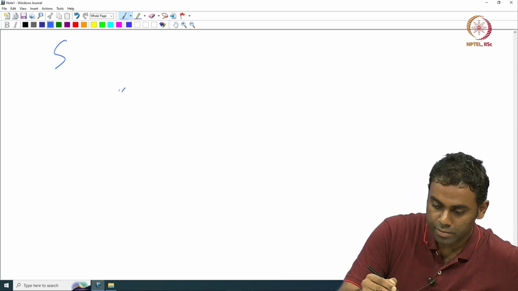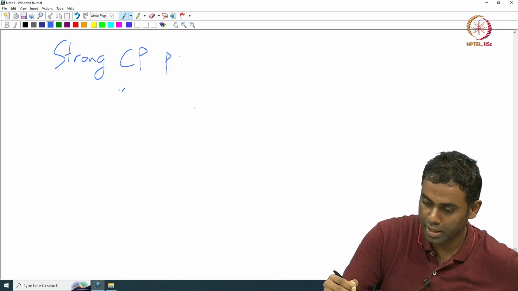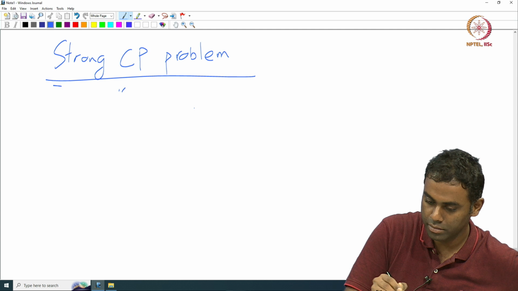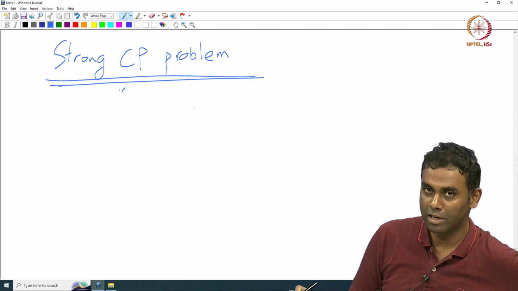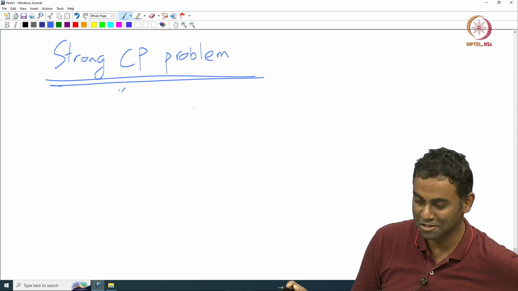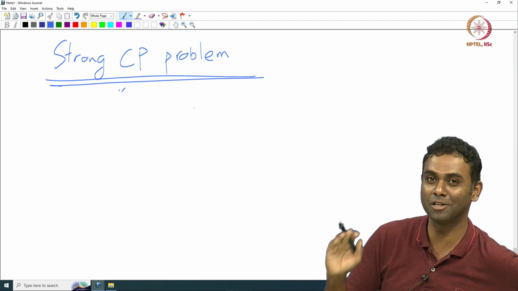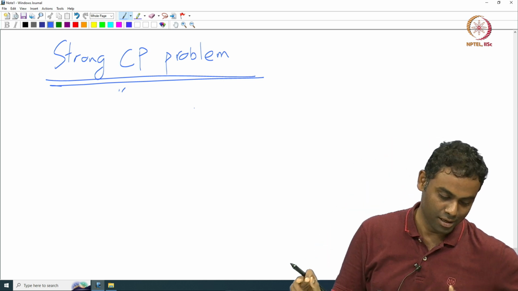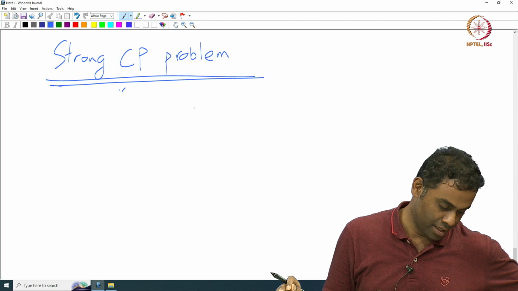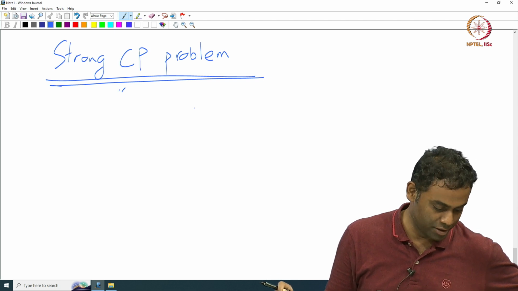This is called the strong CP problem. The problem is not that we observe CP violation. The problem is that we do not observe CP violation in the strong interactions. You expect there to be a lot of CP violation in strong interactions. So let me tell you why we think that.